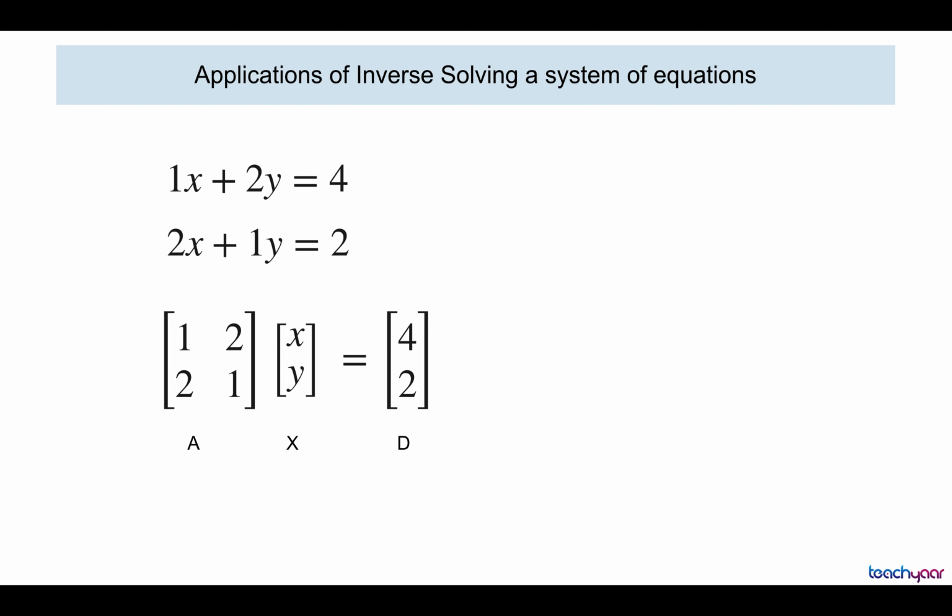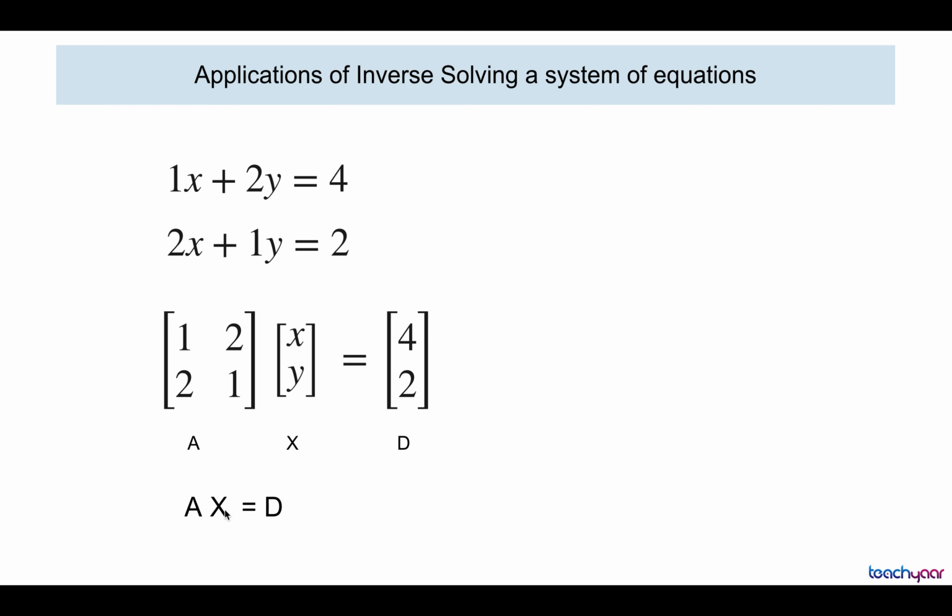Now we can label this. We can say this matrix is matrix A, we can call this column matrix X, and we can call this column matrix D. In some cases you will see people using the notation AX equal to B. That's fine. I've just used D here for convenience. So what you're actually trying to solve is AX equal to D.